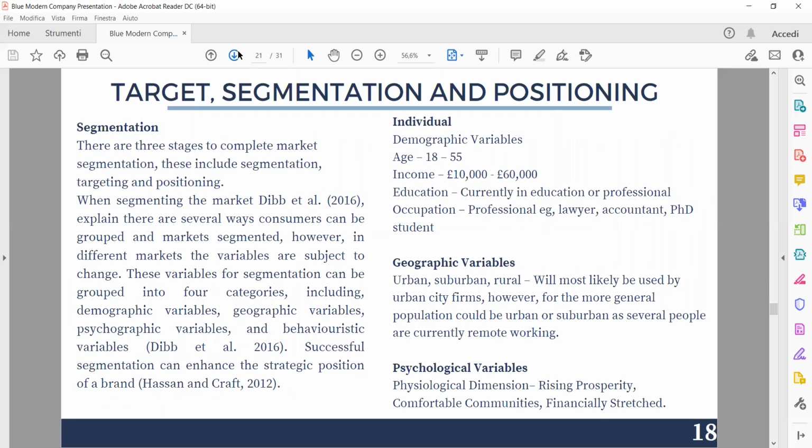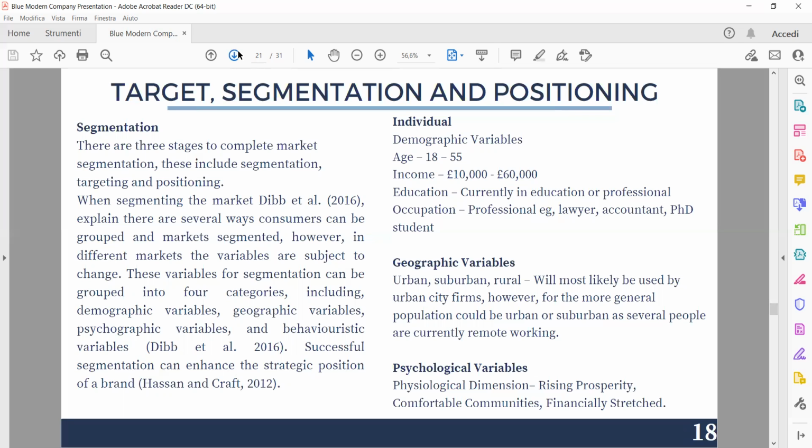At this stage, there are three sections to complete. These include segmentation, targeting, and positioning. There are several ways consumers can be grouped and market segmented. However, in different markets, there are variables which are subject to change. These variables can be grouped into four categories, including demographic, geographic, psychographic, and behaviouristic variables. Successful segmentation can enhance the strategic position of a brand.